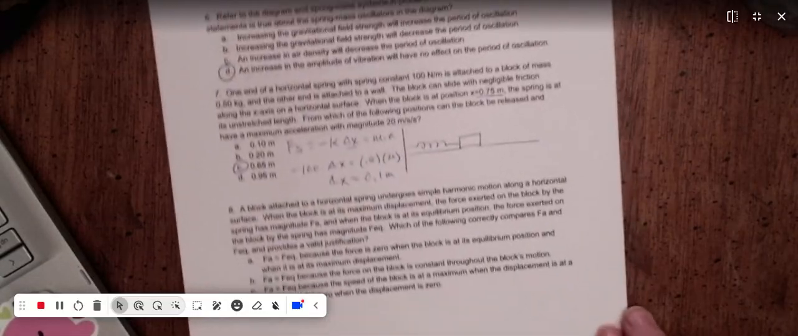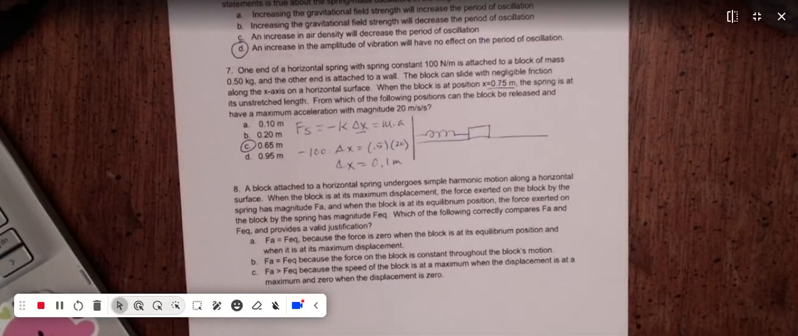Okay, this one's kind of wordy. We've got a block attached to a spring on a horizontal surface. When it's at its max displacement, meaning it's at an amplitude value, the force exerted is Fa. And when it's at equilibrium position, the force exerted is Feq. Which of these compares these correctly and provides a valid justification?